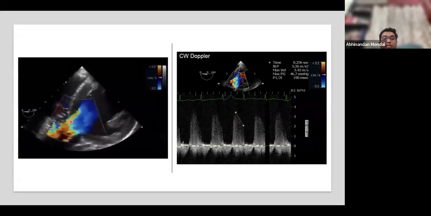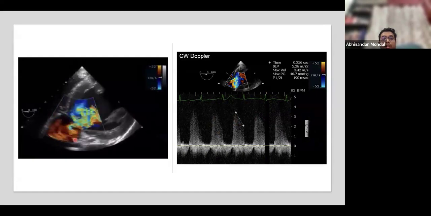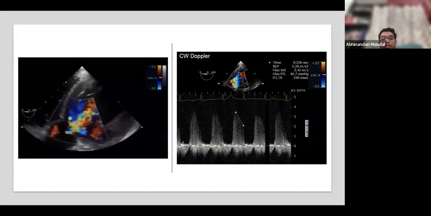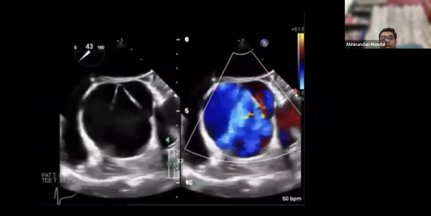Same patient, deep transgastric 5-chamber view. You have put the continuous wave Doppler over here because it is aligned over here, and you can get the continuous wave Doppler.